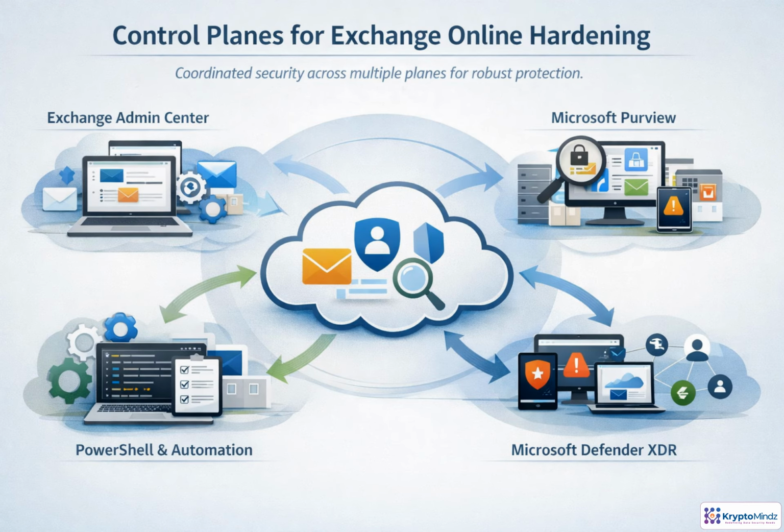Think of Exchange Online hardening as a coordinated operating model, not a single admin task. The Exchange Admin Center handles core mail settings such as domains, permissions, mail flow, and transport rules. Purview adds the compliance and audit view, helping you understand what happened and what data may be affected. Defender XDR connects mailbox signals to identity, endpoint, email, and cloud app activity. PowerShell ties it together by checking settings at scale, detecting drift, and enforcing repeatable baselines. Strong security comes from using these planes together consistently.